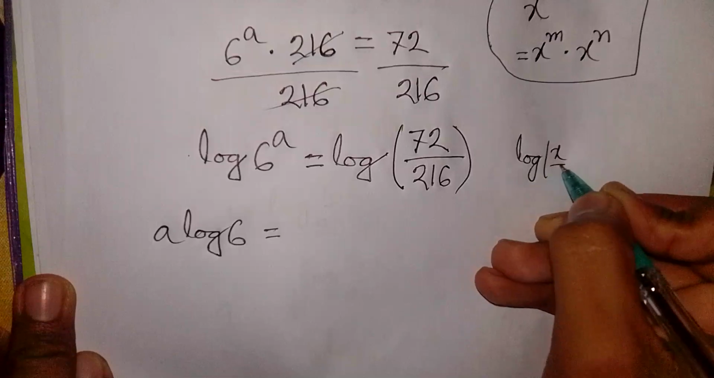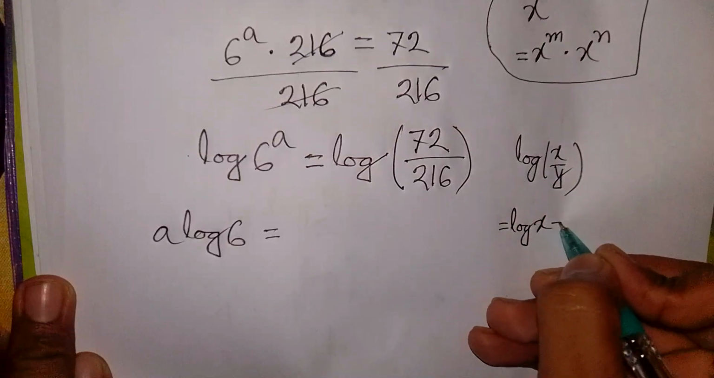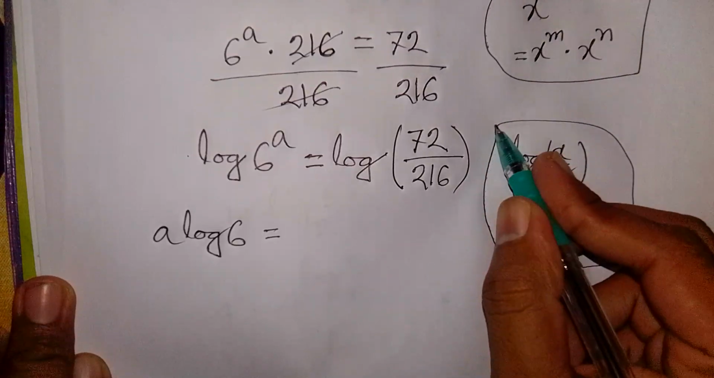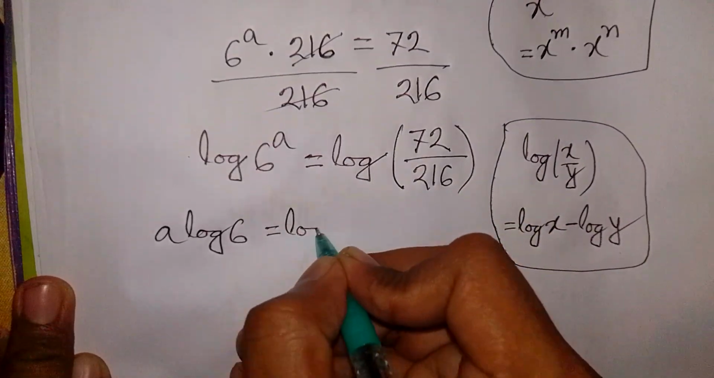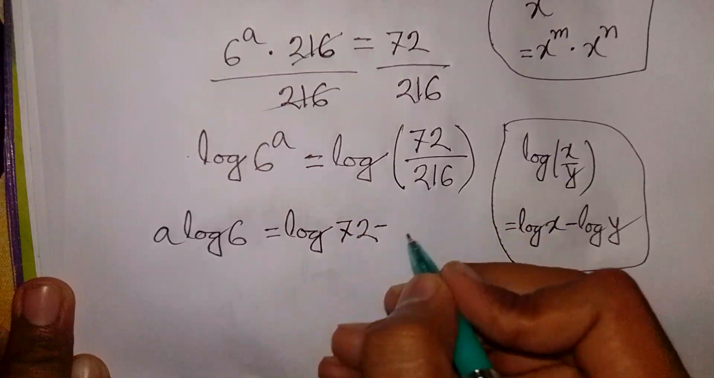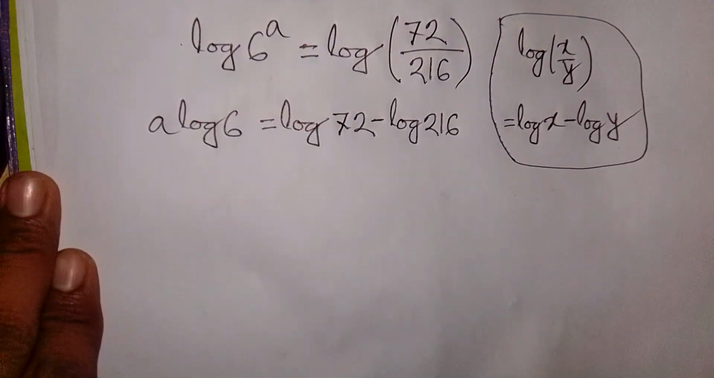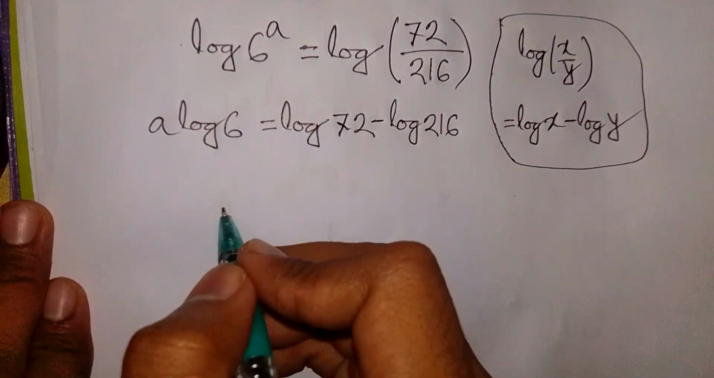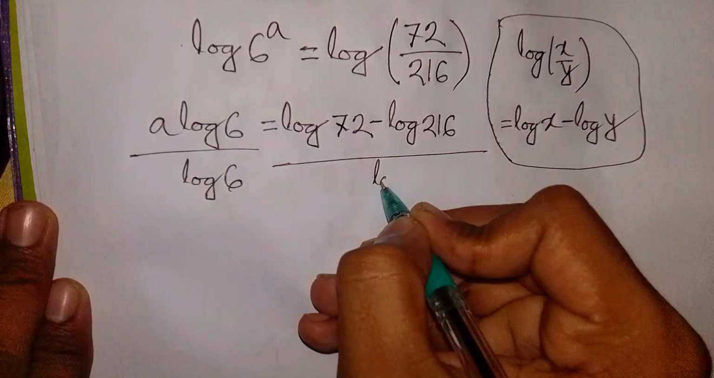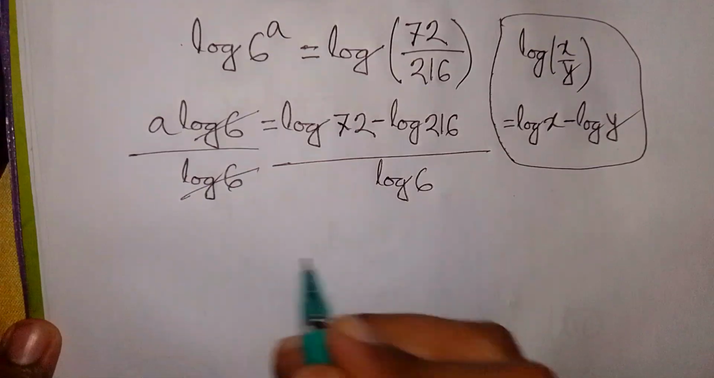Log of x by y is equal to log x minus log y. So it will be log 72 minus log 216. Now we divide by log 6 on both sides because we need the value of a. So this log 6 will be cancelled.